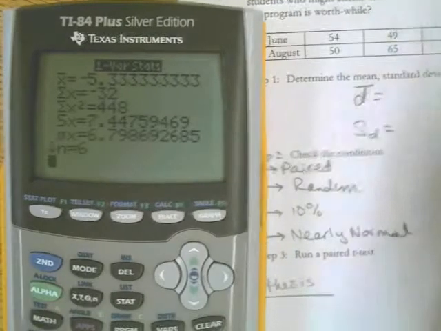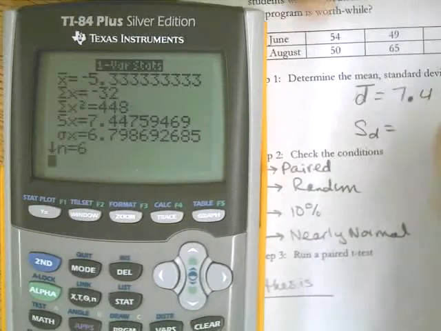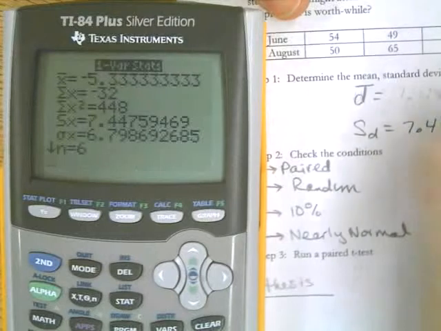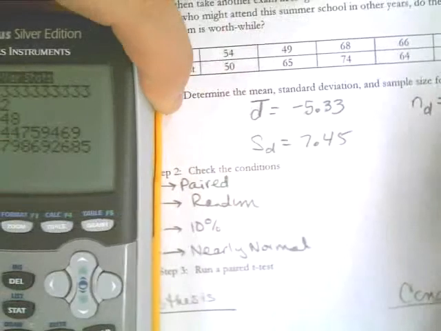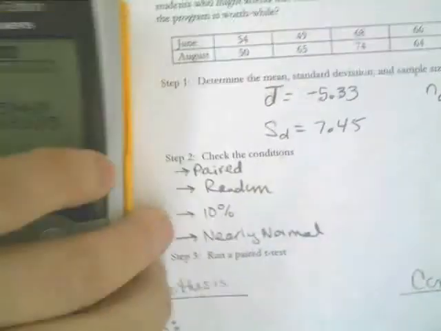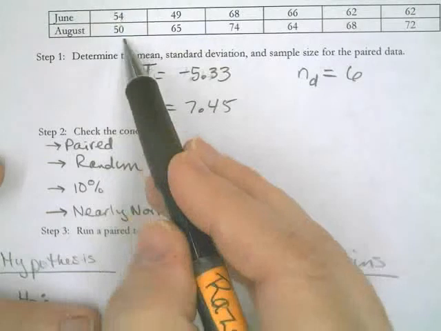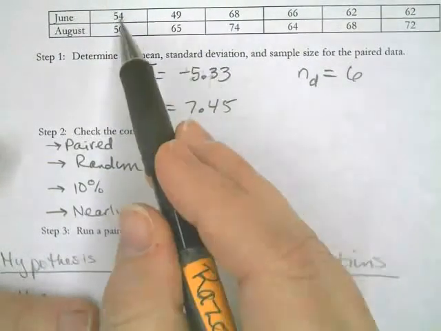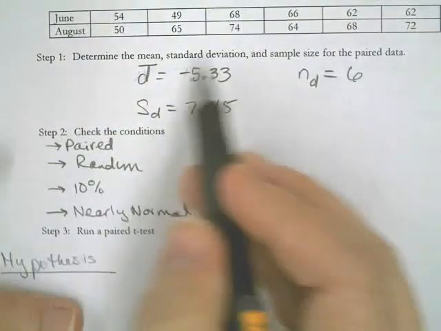So our standard deviation is 7.45. Oops, I put that in the wrong place. Our mean is negative 5.33. And then our n is 6, which we could see just by counting. Okay? So this negative number means that the second score was higher, by an average of 5.3. Okay? Because we did June minus August. So that means that their scores went up an average of 5.3% because these are percent scores.